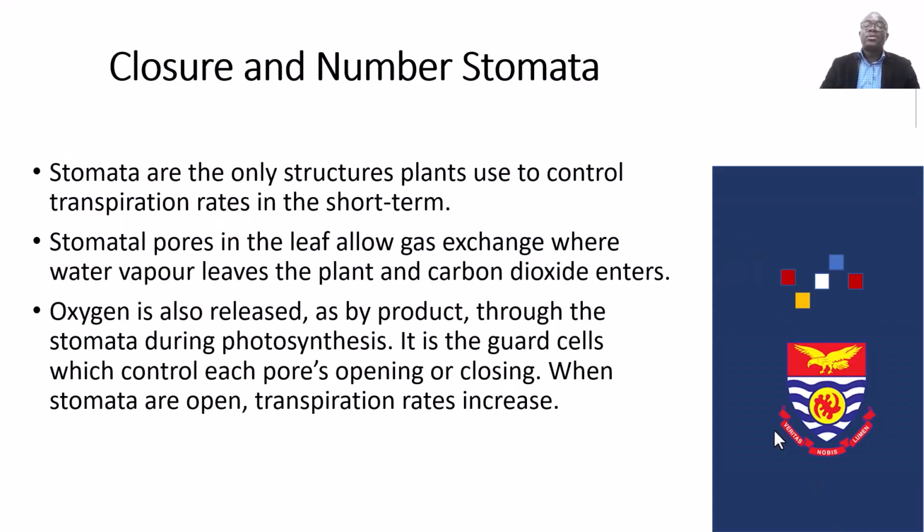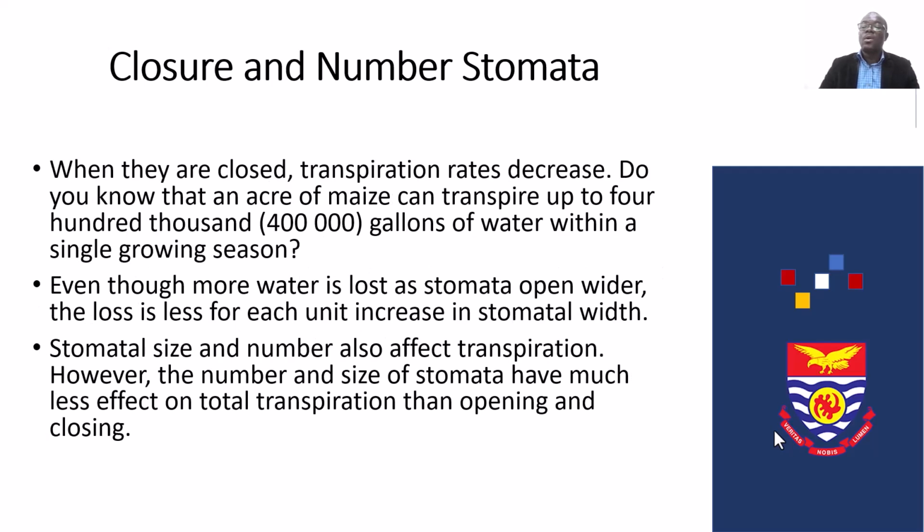Stomata closure and number. Stomata are the only structures plants use to control transpiration rates in the short term. Stomatal pores in the leaf allow gas exchange where water vapor leaves the plant and carbon dioxide enters. Oxygen is also released as a byproduct through the stomata during photosynthesis. It is the guard cells which control each pore's opening or closing. When stomata are open, transpiration rate increases. When they are closed, transpiration rates decrease.